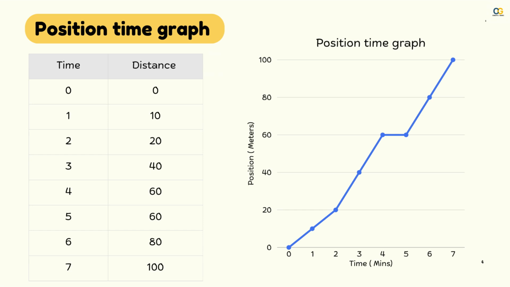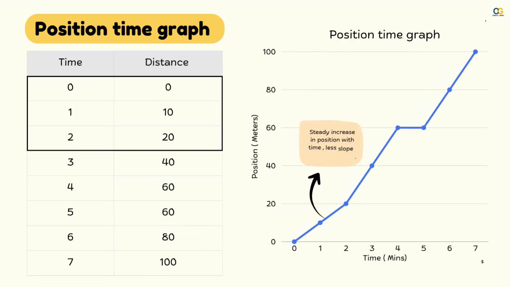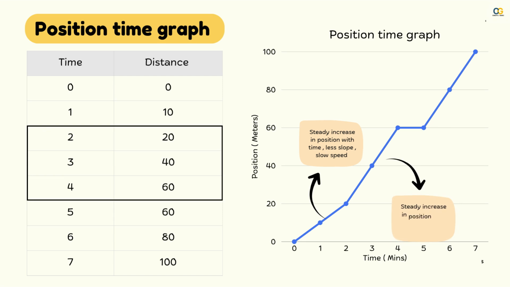If we observe, initially there is a steady increase in position with time, where there is a less slope, which means the speed is slow. Then the speed has increased because the slope of the graph has also increased. This is exactly where he saw the ice cream shop and moved faster.